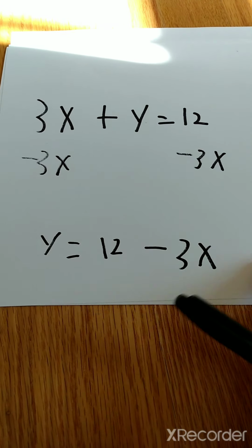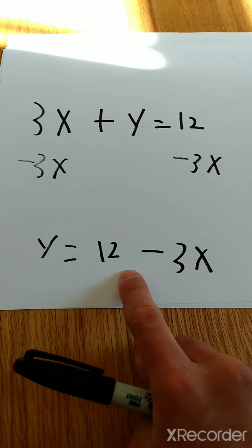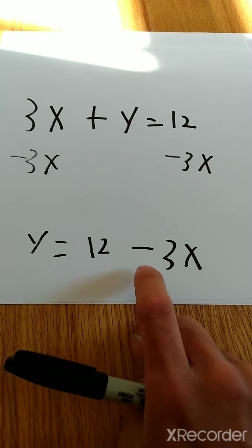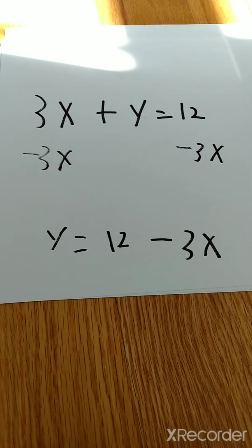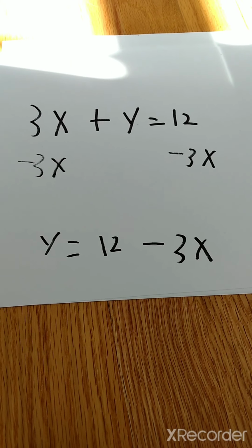So here's our isolated version of this. This can be a different way of writing this. y equals 12 minus 3x. y is now isolated. We did not solve for x.